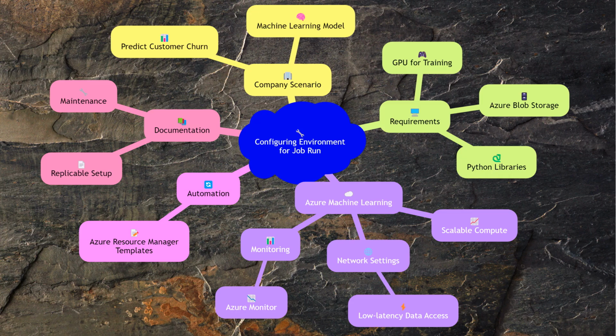The team selects Azure Machine Learning for its scalable compute options and sets up a virtual environment to manage dependencies. They configure network settings to ensure low-latency data access and implement monitoring with Azure Monitor. After thorough testing and performance optimization, the environment is automated using Azure Resource Manager templates. Comprehensive documentation ensures that the setup can be easily replicated and maintained.